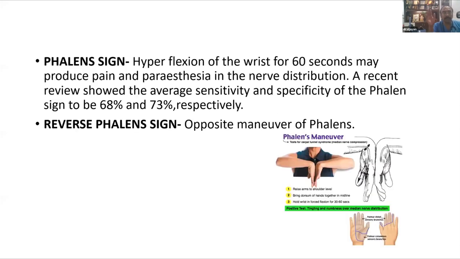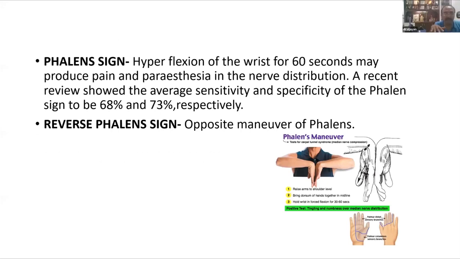Phalen's sign, as we know, hyperflexion or hyperextension of the wrist for 60 seconds may produce pain and paresthesias in the nerve distribution. Usually they complain of pain over the middle finger, paresthesias, and it immediately relieves when released, but you must keep the wrist flexed for at least 60 seconds. That is the classical Phalen sign.